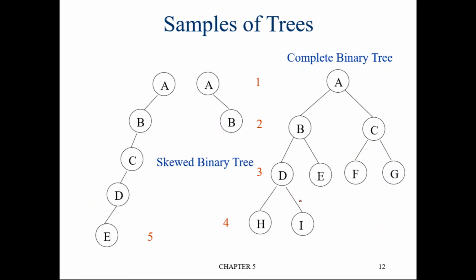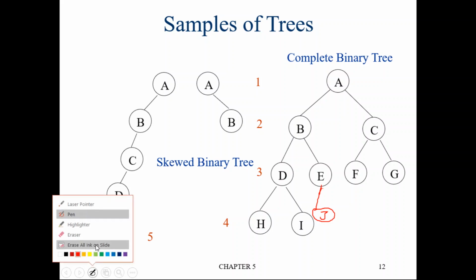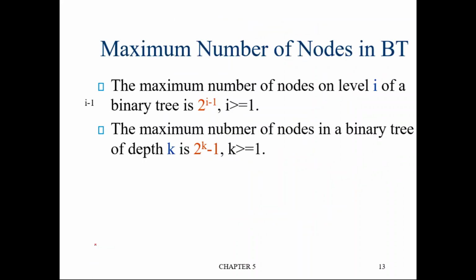For example, if after I here, J is added as a left child of E, then still it is a complete binary tree. Okay, because still the order is followed, right? So none of the nodes in the order should be skipped. If that is the state of the binary tree, then such a binary tree will be called a complete binary tree.